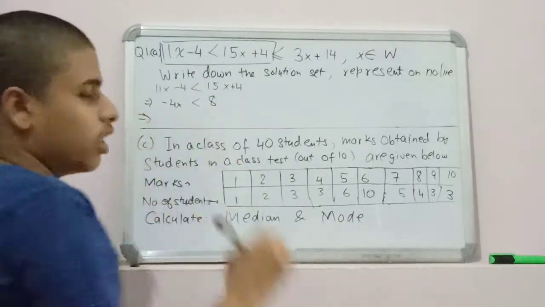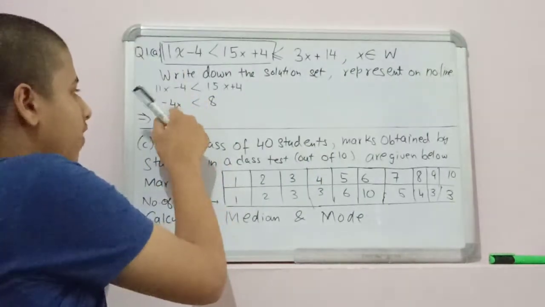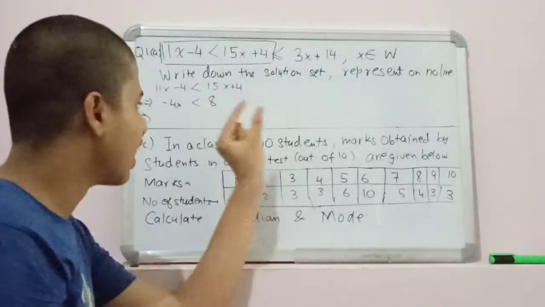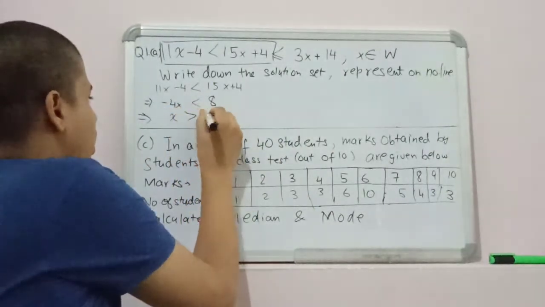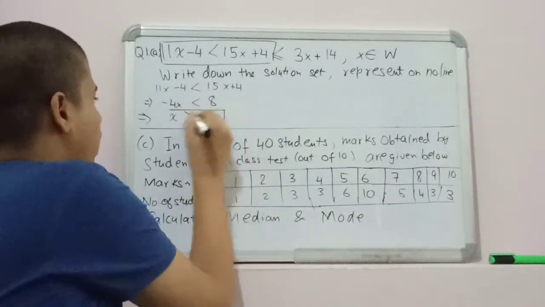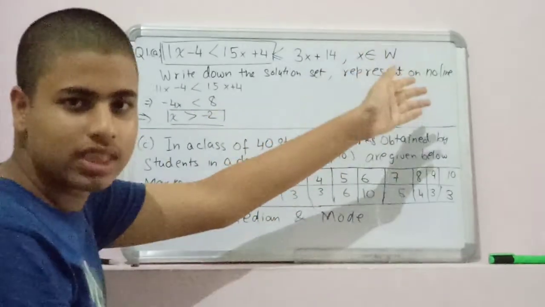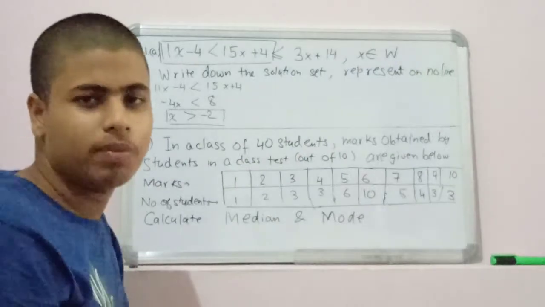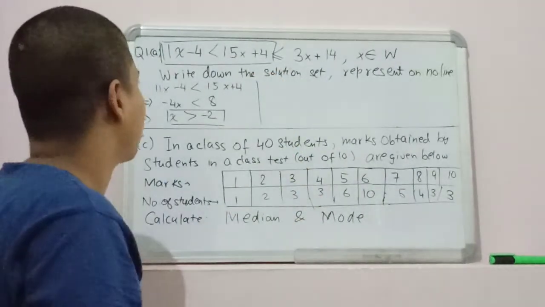Now we can divide both sides by negative 4, but we have to take care of one thing. Whenever we are dividing by a negative, the sign flips over. Okay, so that's the solution. In fact, this is a very trivial solution. If it is a whole number, then obviously it has to be greater than negative 2. But let us see what else we can figure out.